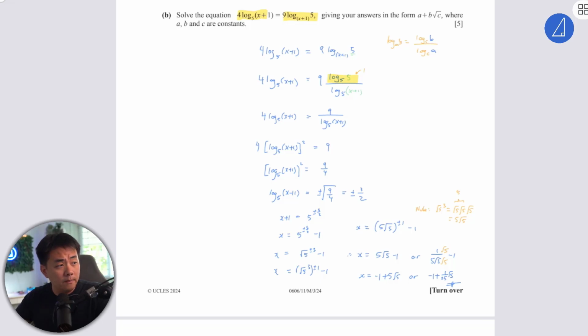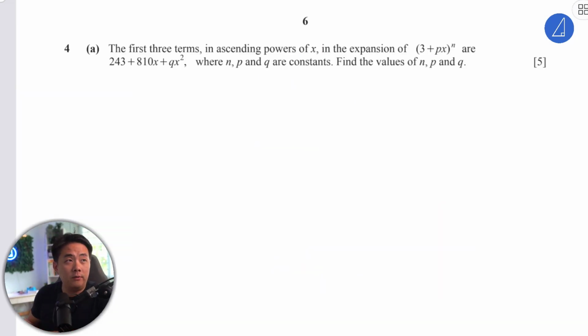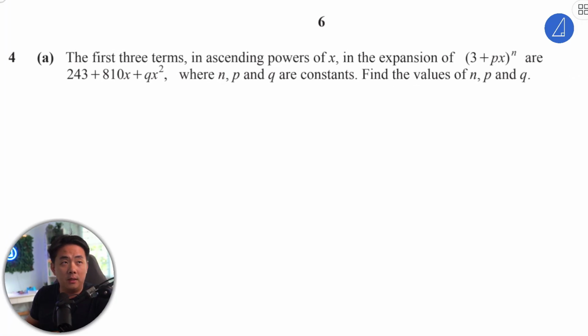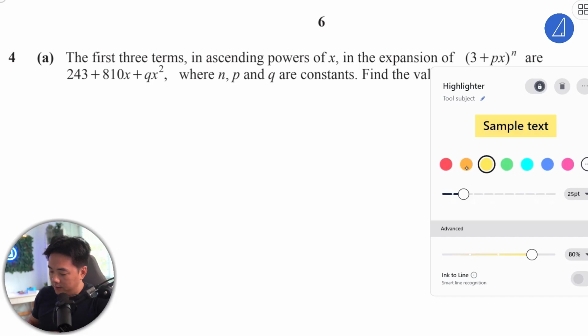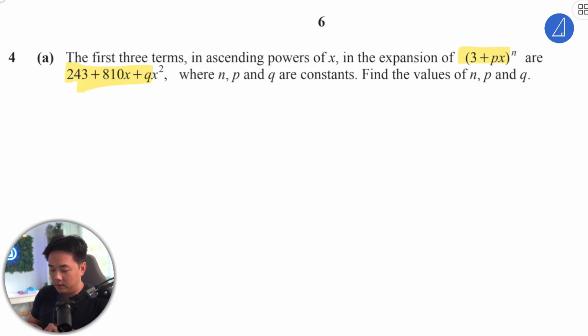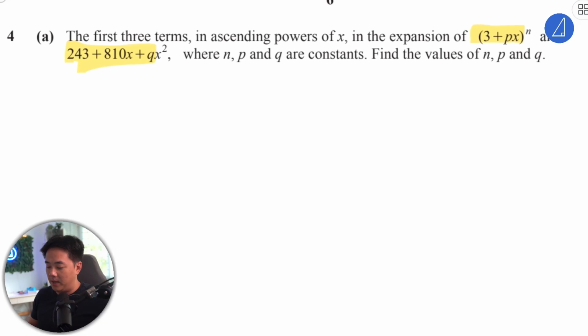So that's how we solve this logarithmic equation here. Let's look at question 4. The first 3 terms in ascending power of x in the expansion of this are given by this, where n, p and q are constants. Find the values of n, p and q. Okay, great.